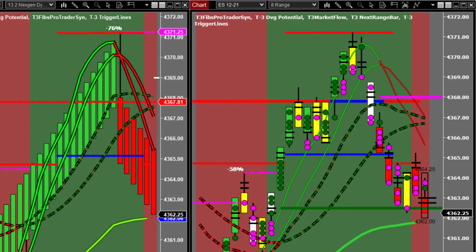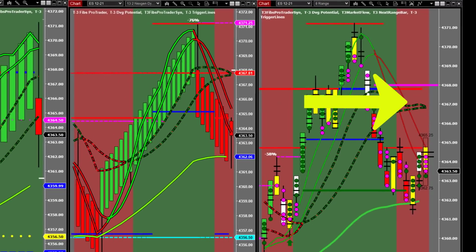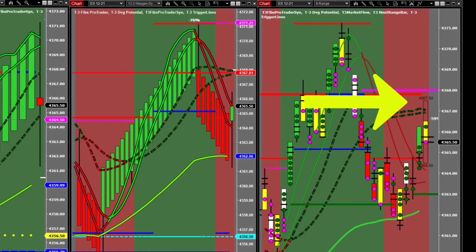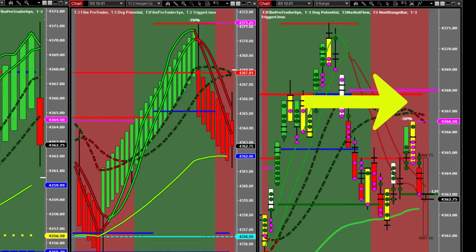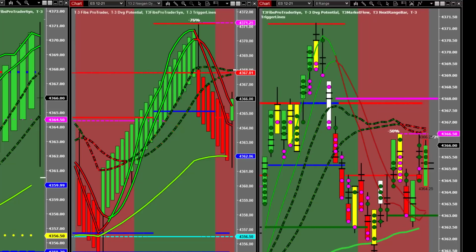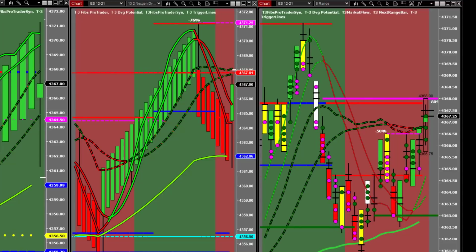The edge with divergence on the 13-2, and we need a pullback, so we're selling 67.50 if we get it. 68. Oh, come on. You see what I'm talking about? High volume line and fib up there. Limit order right below it. And now our large triggers are crossed over on the market flow chart, even better. And that's your short.